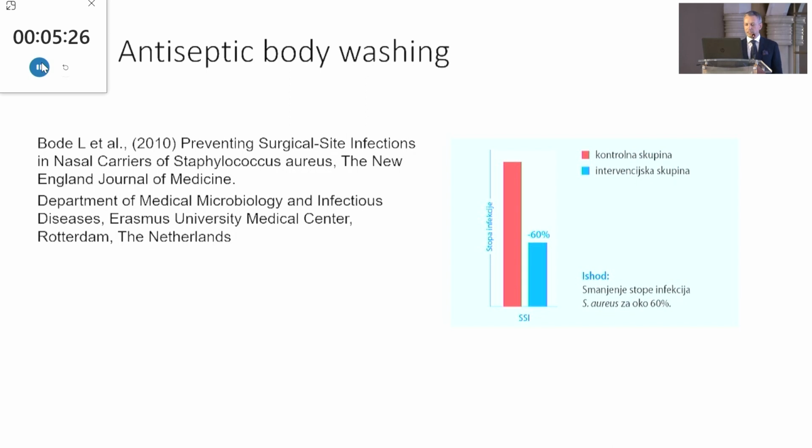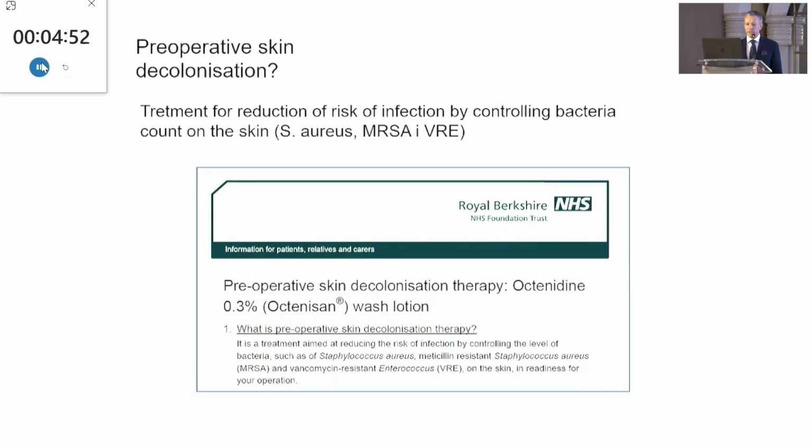There are several studies that show that preventing surgical site infection is also related to body washing, especially in those patients who are nasal carriers of S. aureus. If we do general decolonization of the skin and nasal mucosa, then it is shown that it reduces the risk of PJI by 60%. There are also very good data for the agent that we use for antiseptic, octenidine. A colleague of mine, Andrej Trampuš, has shown on a very big number of patients that they have reduced the risk of infection by using octenidine.